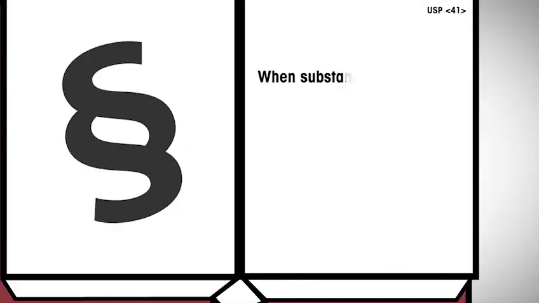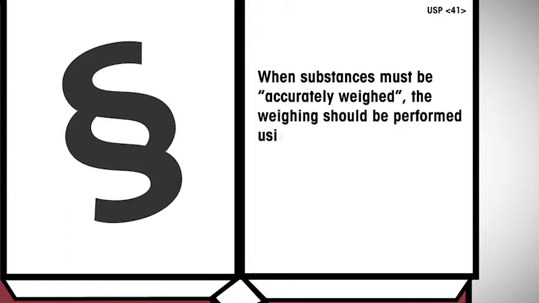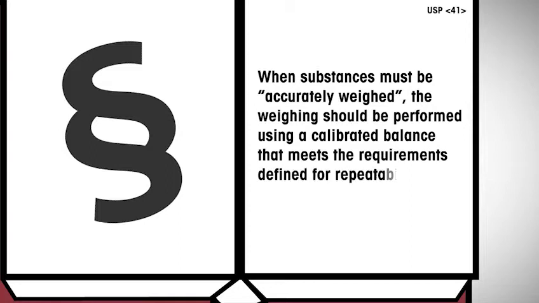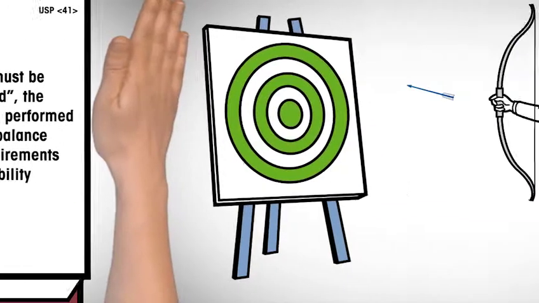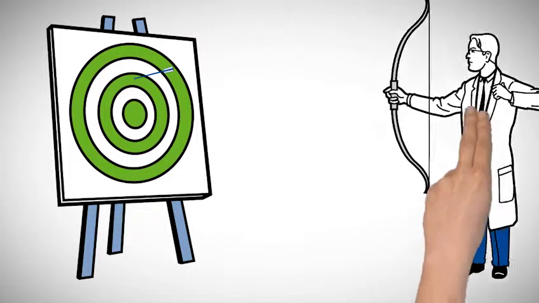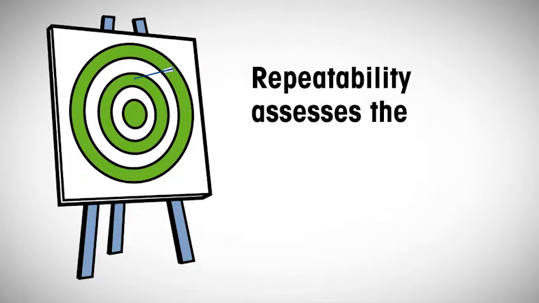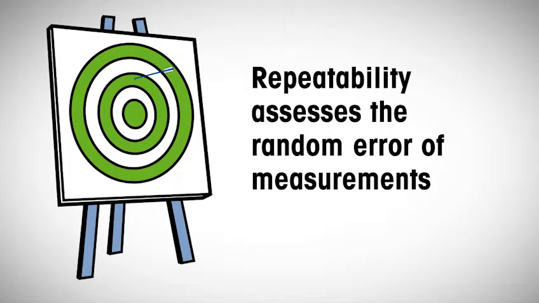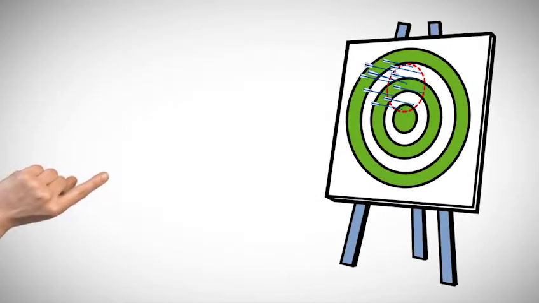USP 41 now also requires testing for accuracy. When substances must be accurately weighed, the weighing should be performed using a calibrated balance that meets the requirements defined for repeatability and accuracy. What's the difference between the two? Repeatability assesses the random error of measurements, or more scientifically speaking, the closeness of agreement between values obtained by replicate measurements on the same object.